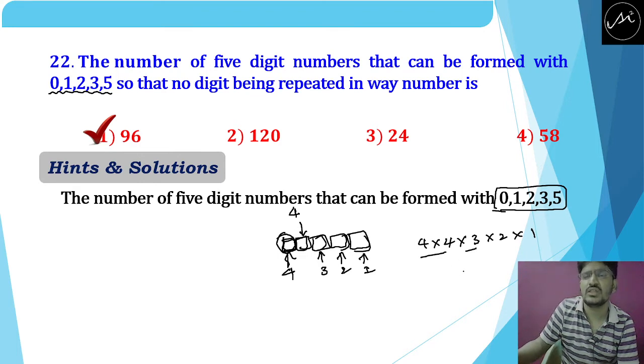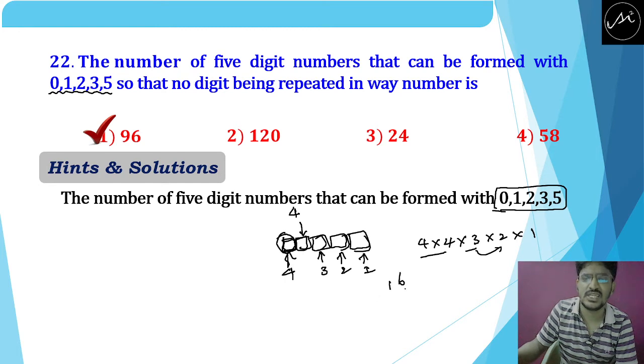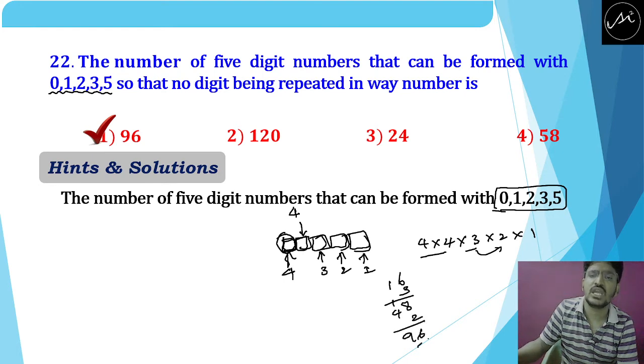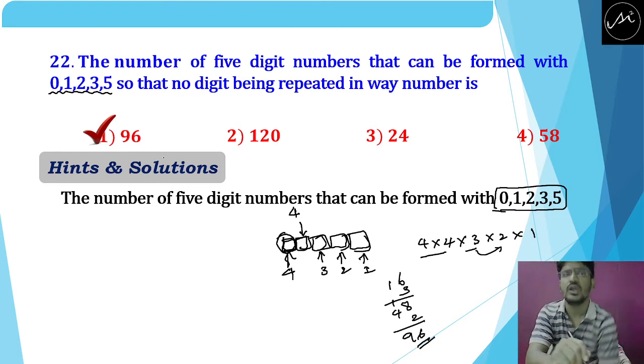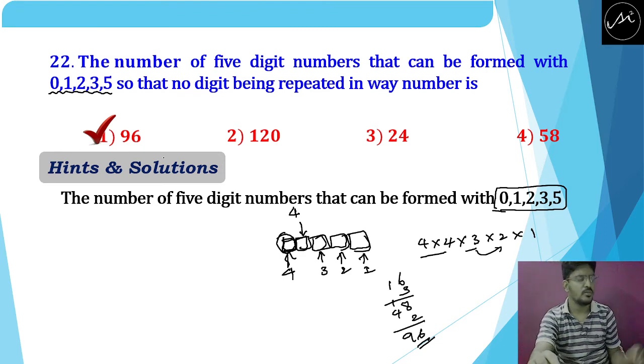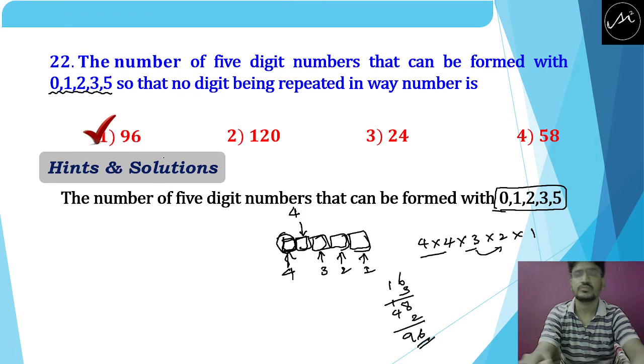16 into 3, 48. 3 into 6 is 18, 3 into 1, 48. 48 into 2 is 96. So therefore 96 is going to be the right answer for problem number 22. Okay.